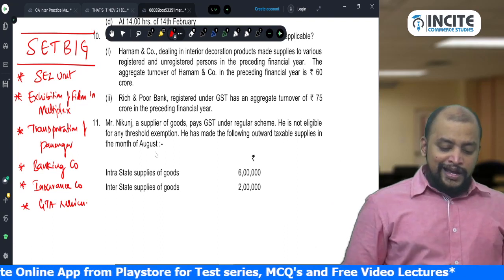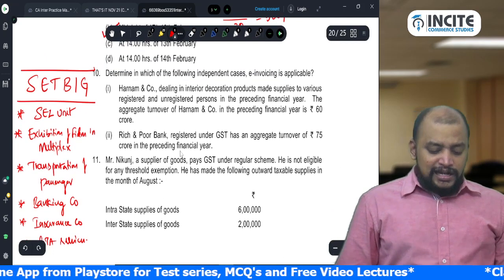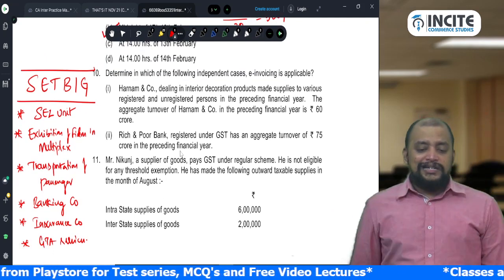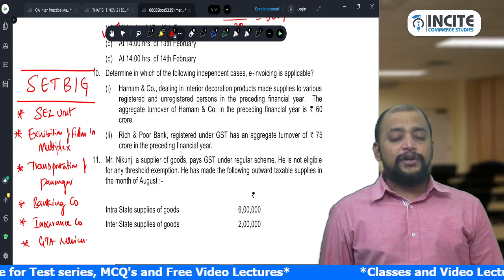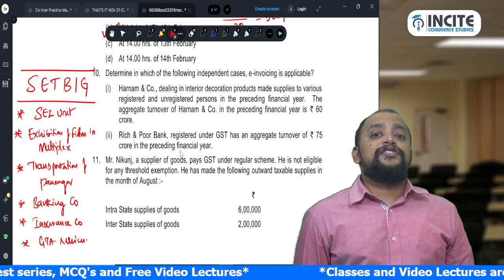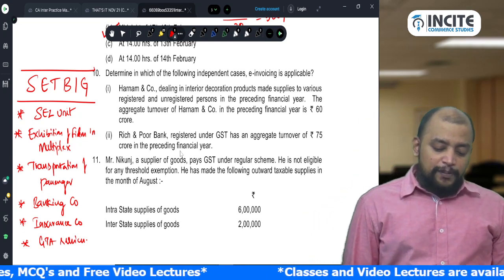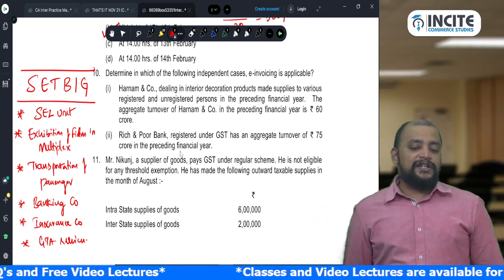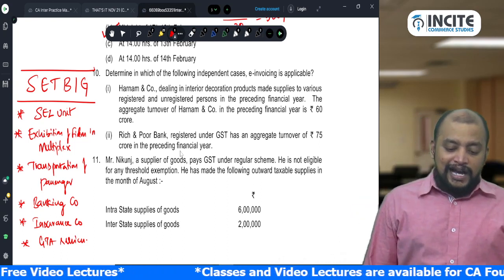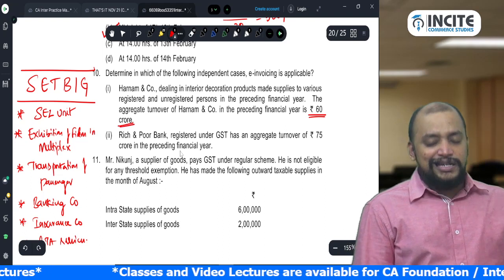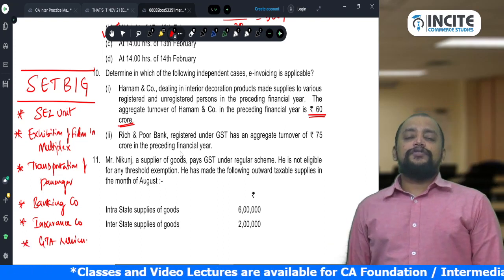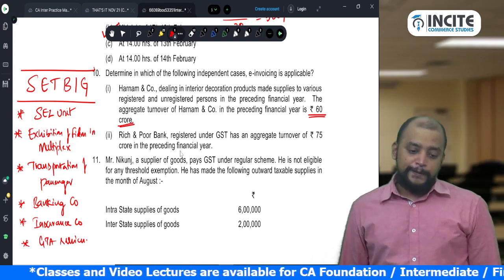Okay. Now, here first case, Harnam & Co. dealing in interior decoration. See, supplier of goods or services, both are required to give e-invoice. But remember, e-invoice is only in case of B2B supplies. Made supplies to various registered and unregistered persons in the preceding financial year. The aggregate turnover in the preceding financial year is 60 crores. As it exceeds 50 crores, therefore they are required to give e-invoice.